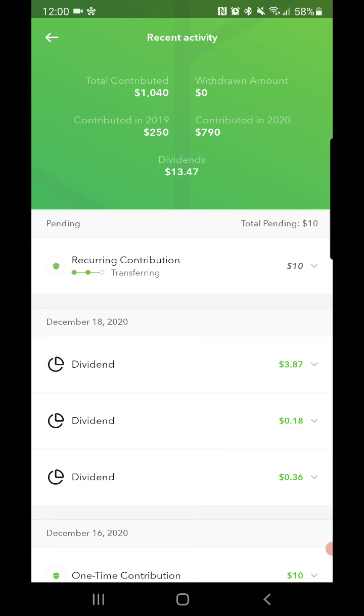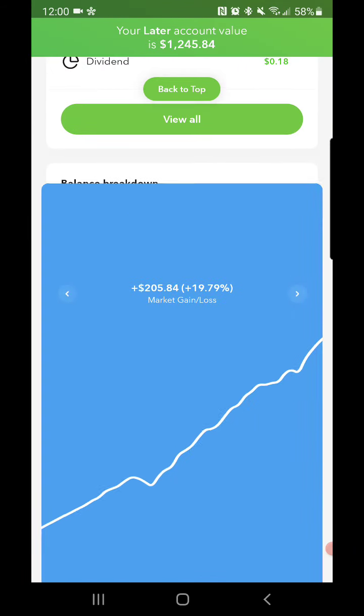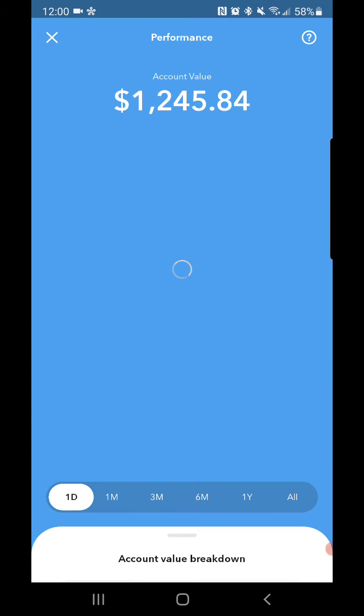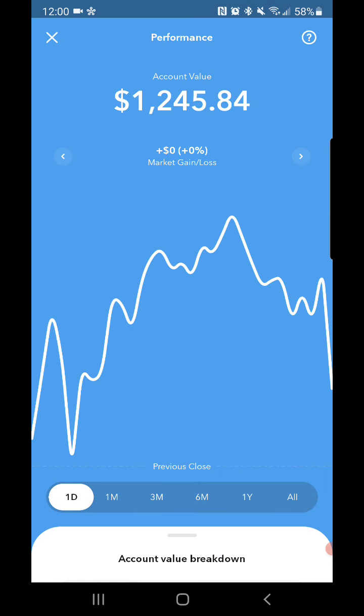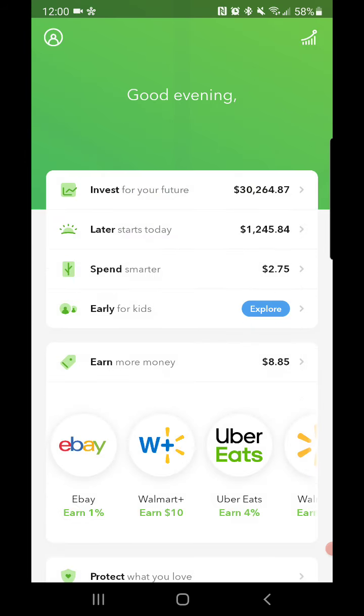My total contributed for my latest account is at $1,040. So far in 2020, $790. Dividends is at $13.47. And my performance, I'm at plus $205.84 market gain all time. And for the day, I'm not too sure. I guess since the day is over, because I'm recording this at midnight, that's probably why it's saying that. But that's where I remain with my latest account.